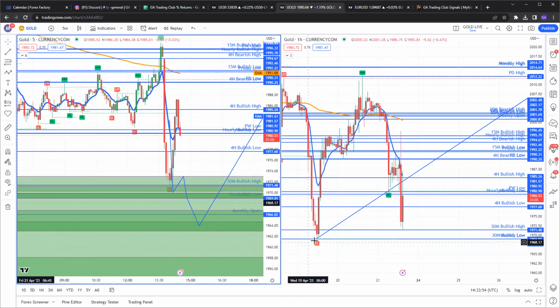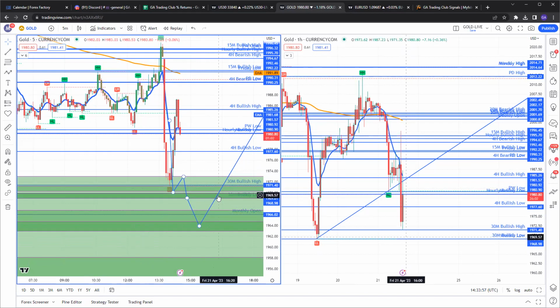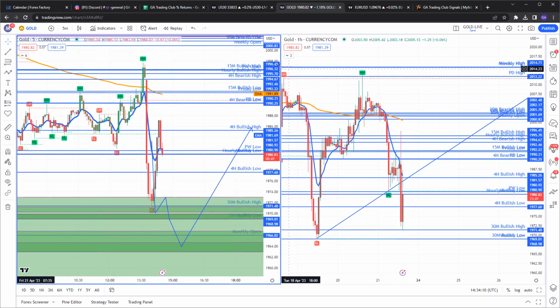We have a possible double bottom on the 1 hour. What does the double bottom on the 1 hour line up with? Lines up with a supply zone within a supply zone, about like 1 or 2 supply zones within a supply zone. Lines up with a 30-minute bullish high and bullish low and a weekly low. Remember, price does not just move the way it wants.